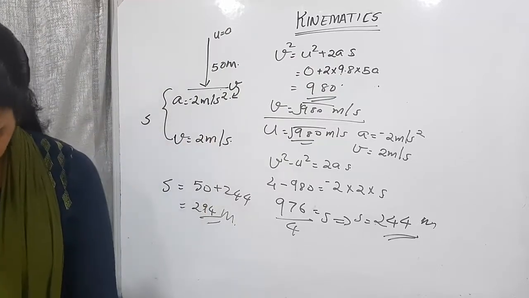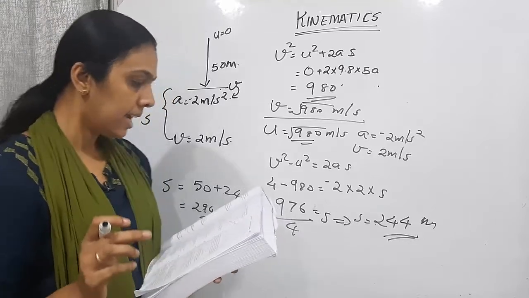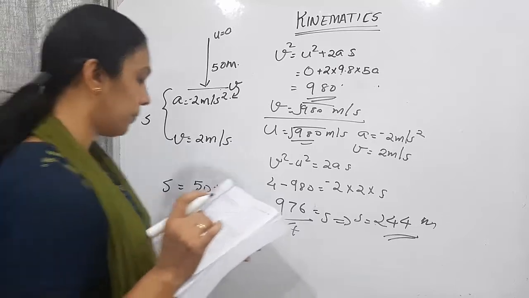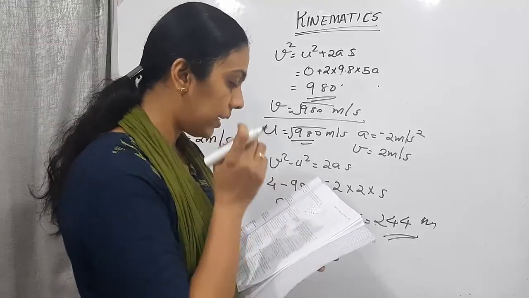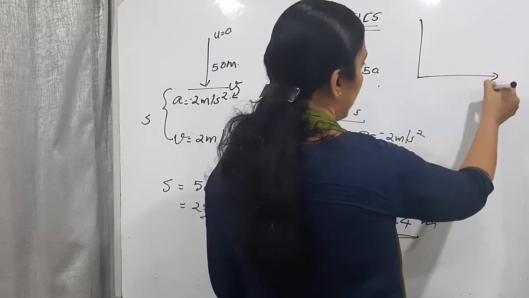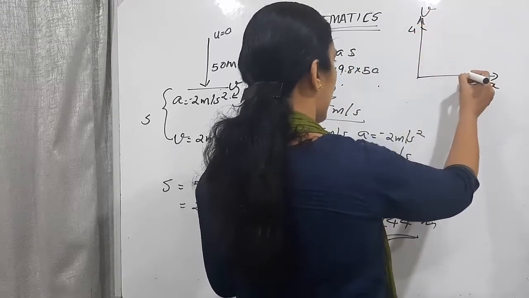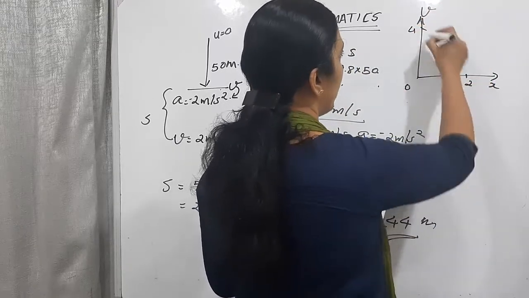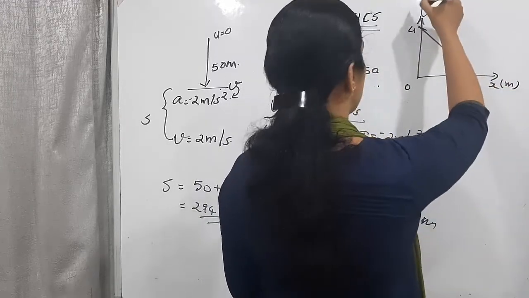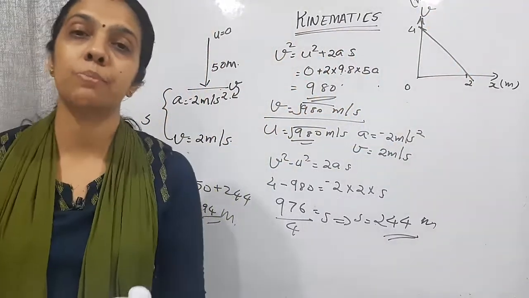Next question. The velocity of a particle moving along the x-axis varies with its position x as shown in the figure. The acceleration of the particle varies with position as what? So a velocity and position graph is given. Here it is position, here it is velocity, here it is marked 4, and here it is 2, and the graph is given like this. Position is in meters and velocity is in meter per second. We need to find the acceleration-displacement graph.